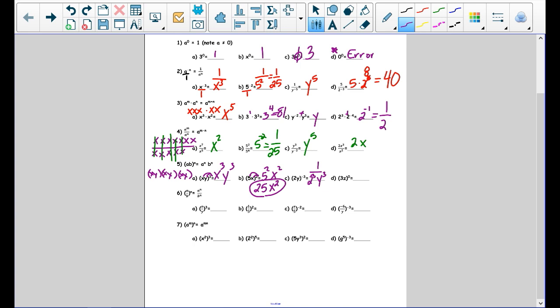And then 0 exponents. Anything with an exponent of 0 is what? If I have a number to the 0 exponent, it's going to give us what? 1. Anything to a 0 exponent is 1. Okay?